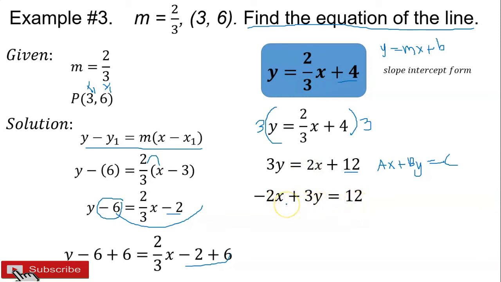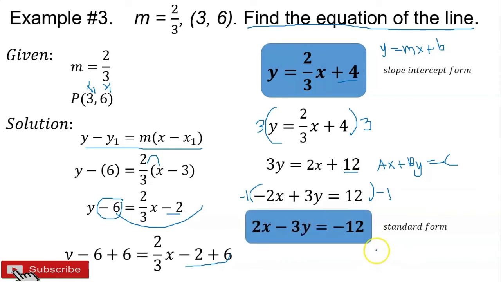Or, para maging positive yung value ng a natin dyan, simply multiply both sides of the equation by negative 1. Okay? So, we have 2x minus 3y is equal to negative 12. And this is now our standard form. Or equation ng line na nasa standard form.